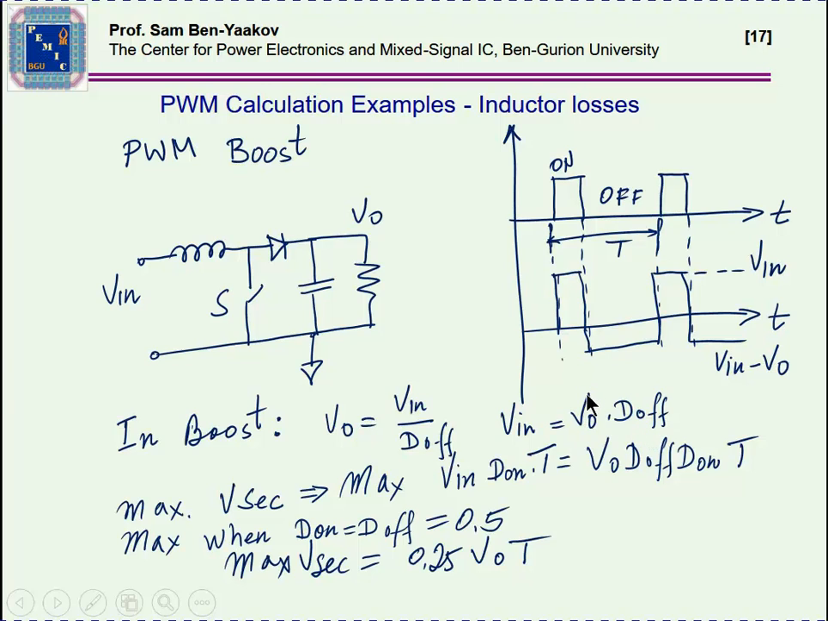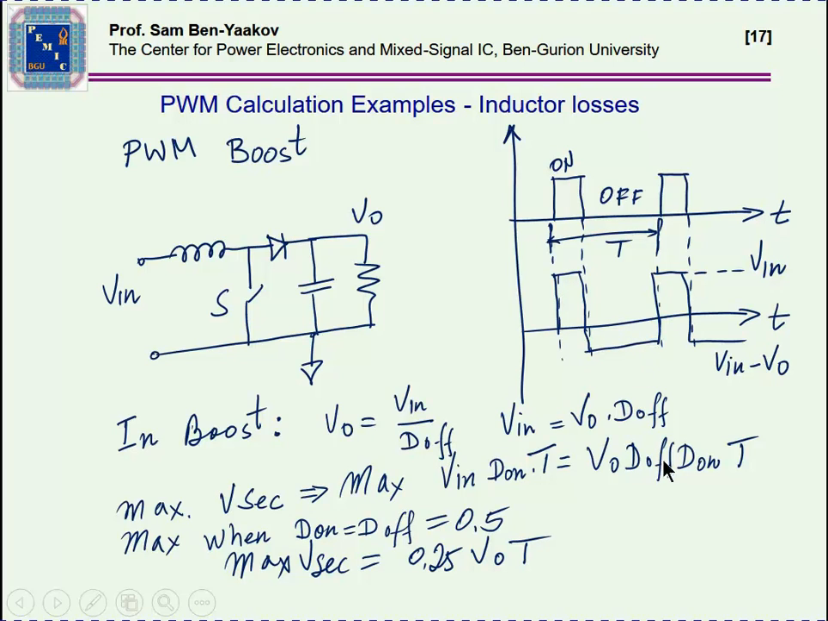Now we can calculate the area here to be V in times the time. The time is the duty cycle times the period. And I also put, instead of V in, V out times D off. So I'm getting that the value is V out times D off, D on times T. So this is actually the volt second calculated from this area here, which of course is equal to this area here.